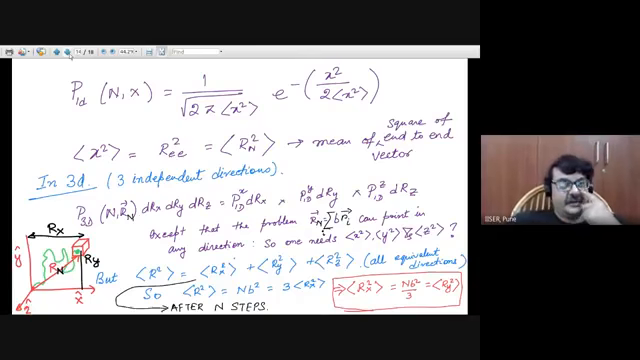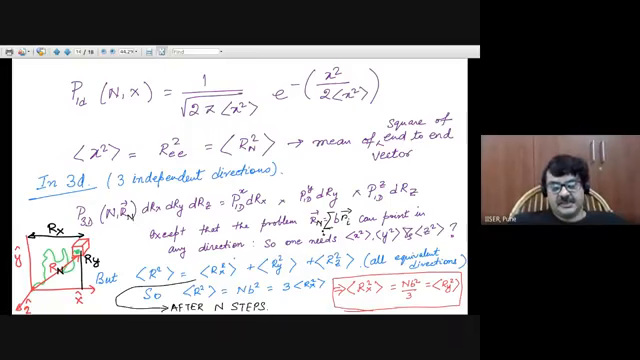So basically we can write P1D(x) equal to this quantity, where we have replaced n by the variance and here by the variance, and x squared. Basically this is something like the mean end-to-end distance. Now in 3D, this was calculated in 1D.